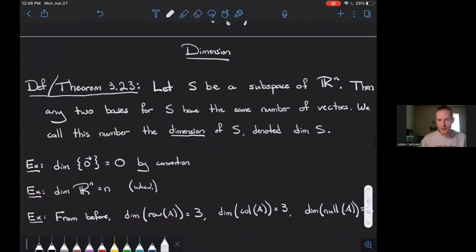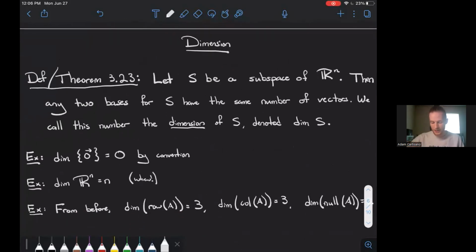Right. So if you notice, when we're talking about the span, the number of vectors inside of a basis, in our examples of things that were spanning R2, the number of vectors was always the same. And in fact, that's true. And we state it as a theorem and/or definition. This is the intuitive definition of the dimension of a subspace.